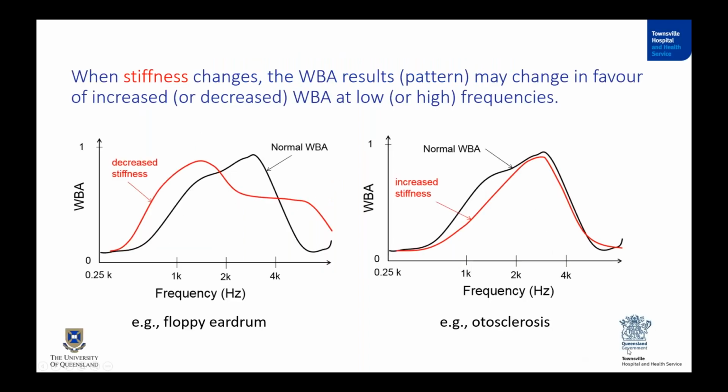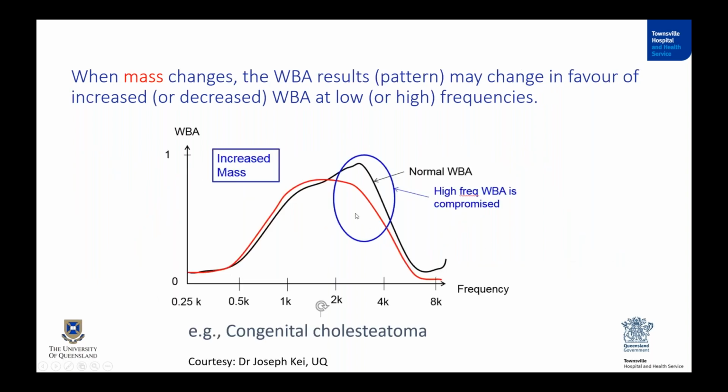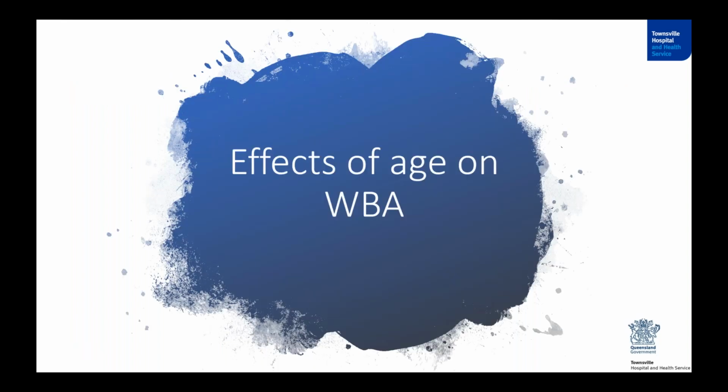This is again reiterating. If the stiffness increases, you can see that a lot of low frequency energy is reflected, or less low frequency energy is being absorbed. And as the stiffness is reduced, you can see that more of the low frequency energy is being absorbed. The same thing, as the mass increases, you can see that the absorbance in the higher frequencies is reduced. So the mass and the stiffness make a big difference in terms of the energy being absorbed or reflected in the mid-ear. Let's look at some of the normative aspects of age on wideband reflectance or absorbance.